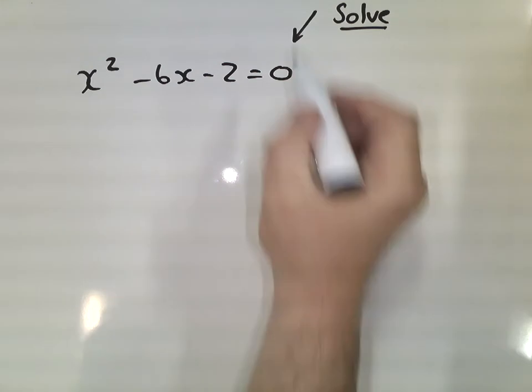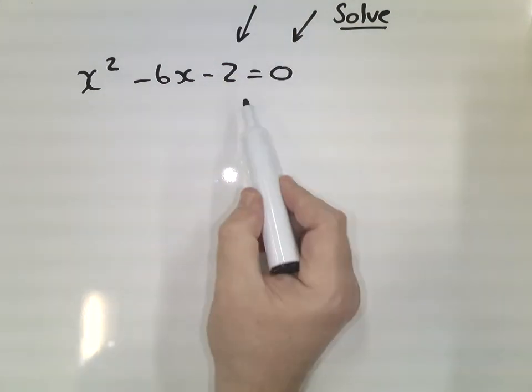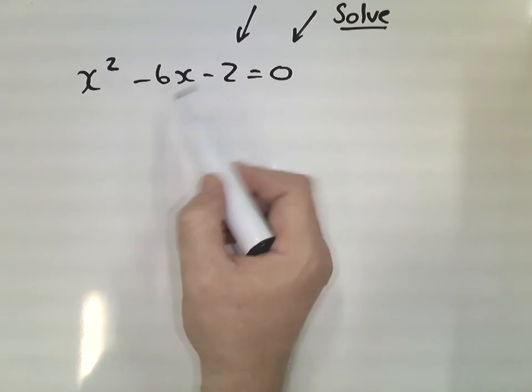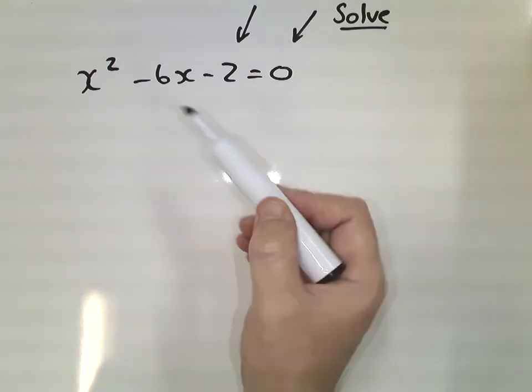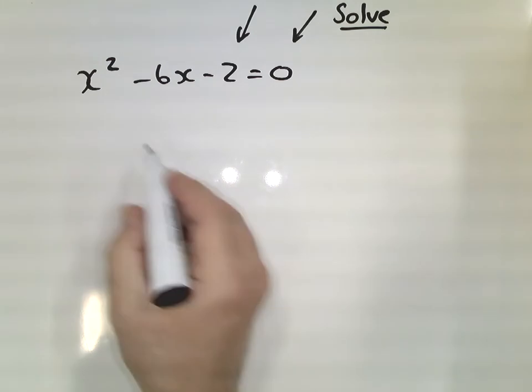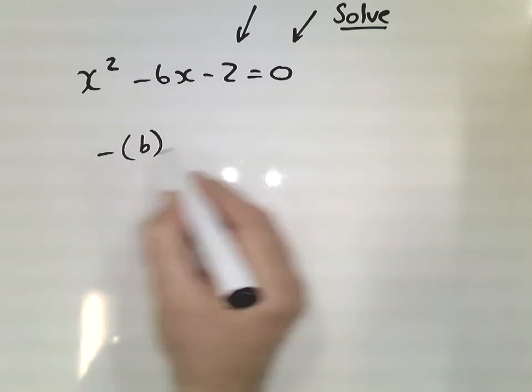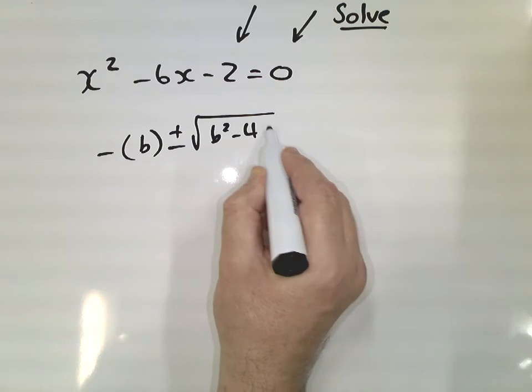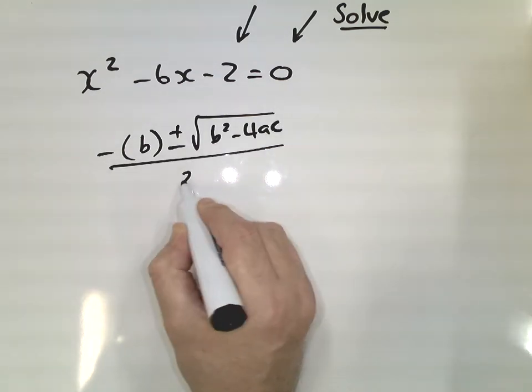So why do we need to use the quadratic formula? Well, because the factors of 2 don't make 6. Two times 1 is never going to make negative 6 for us. So in this case, we've got a choice of completing the square, or we can use the quadratic formula. Now the quadratic formula is minus b plus or minus the square root of b squared minus 4ac, over 2a.